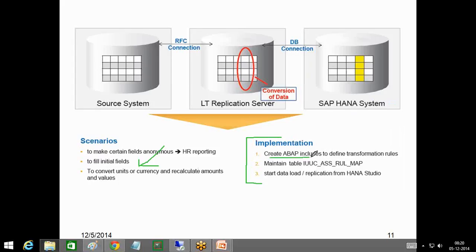Step number 1 is to create the ABAP program as an include type, and then maintain that ABAP program, test it, develop it, and if everything is okay, then you include that ABAP program here in the assignment rule mapping table, IUUC. Remember the IUUC star programs that we checked yesterday quickly as an overview? IUUC is a standard prefix for any SLT related programs or SLT related tables. One of the primary tables is listed here, the IUUC assignment rule mapping table. Step 3, of course, is to start the load from Studio after the conversion is tested.